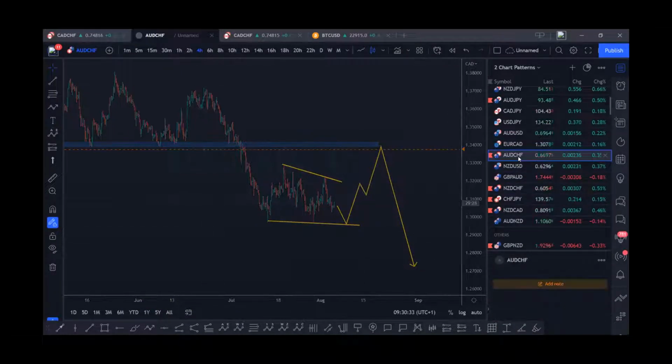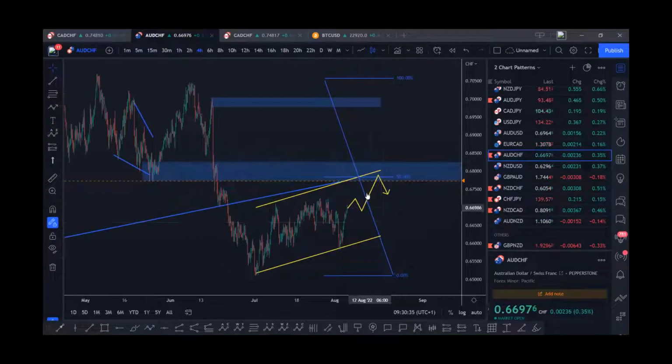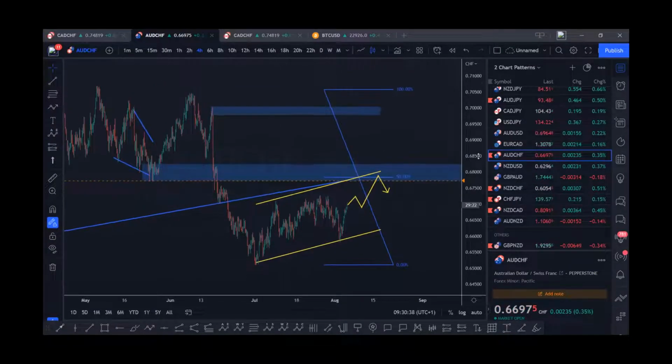And then also CHF. For the CHF, I'm looking at a zigzag pattern. So the first move here, the second leg, and the third leg is happening.